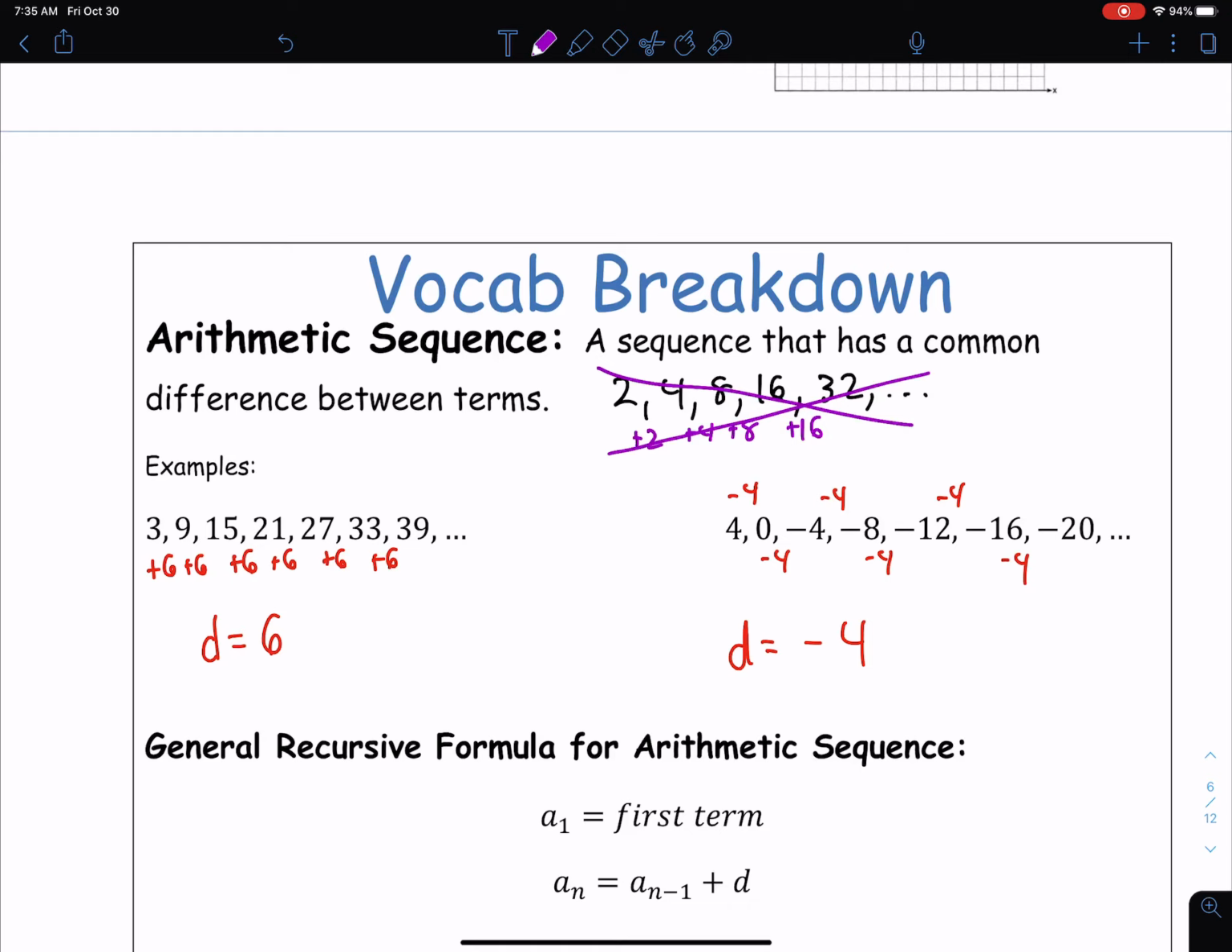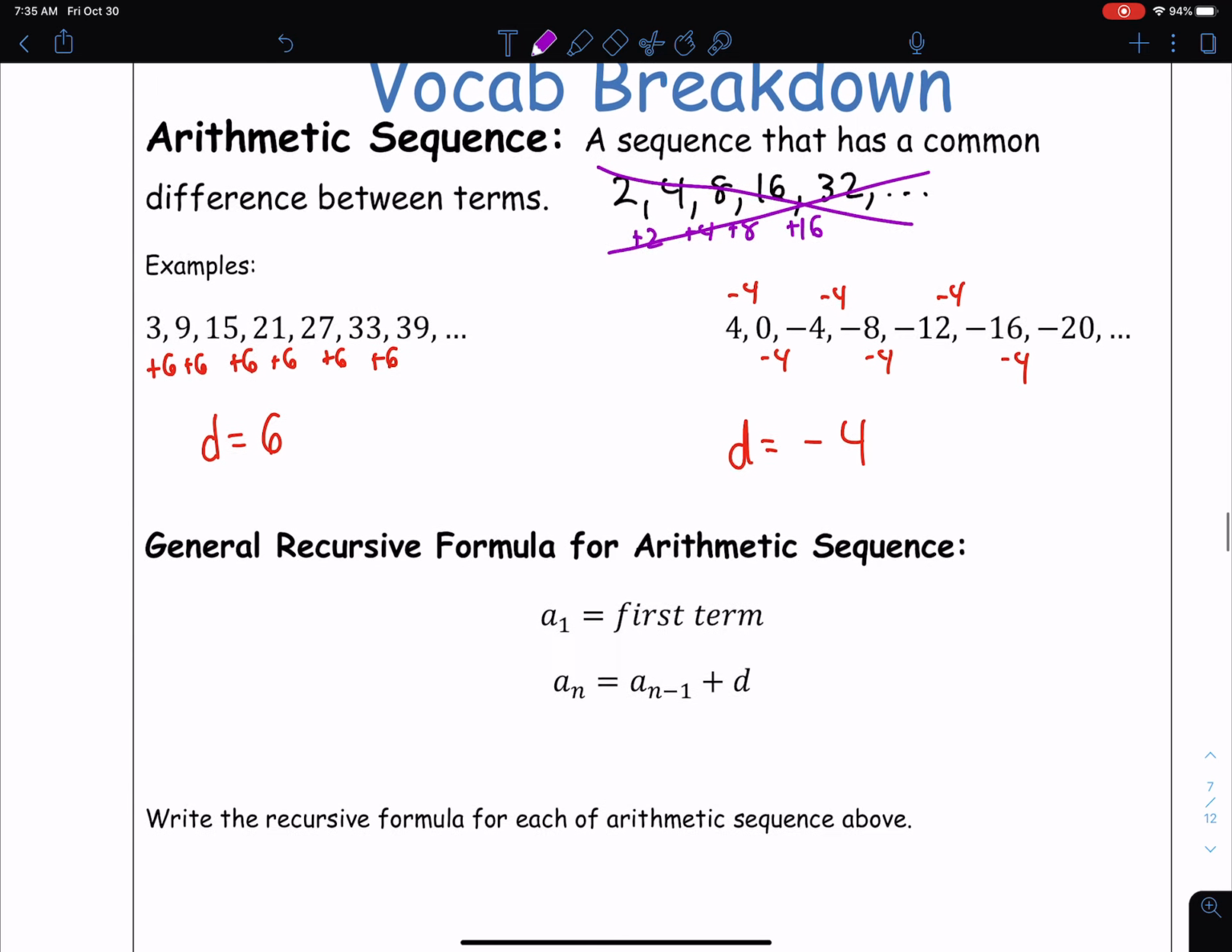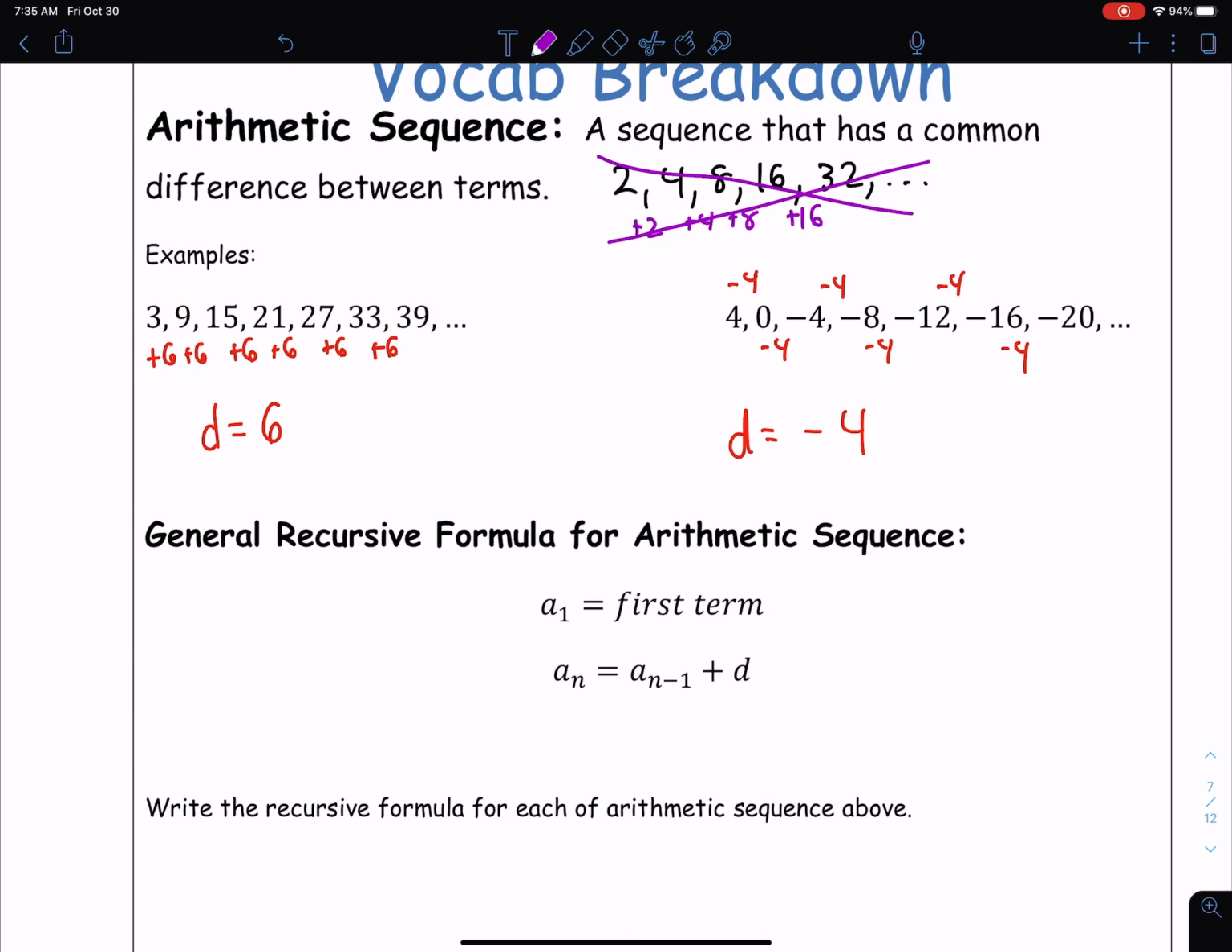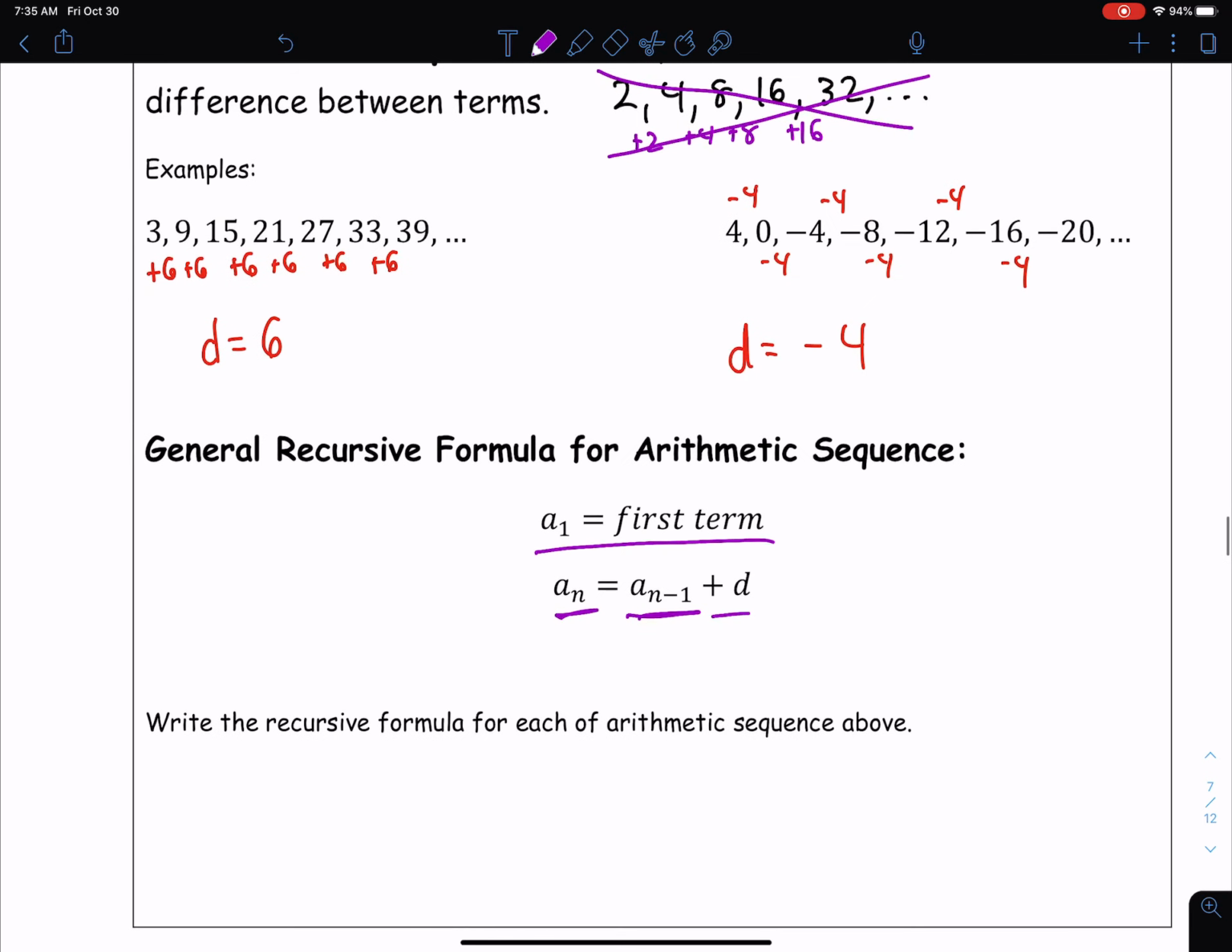So the general form for any arithmetic sequence is very similar. Actually, we've been doing arithmetic sequences, you just didn't know it. It's just the first, A1 equals the first term, nothing new there. And then the nth term, or the term we're looking for, is the previous term plus whatever the common difference is. So if I were to write the recursive formula for our two examples here, we'll say this is example 1 and we'll say this is example 2.